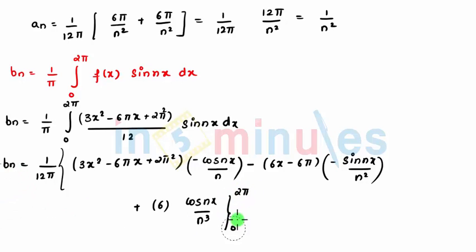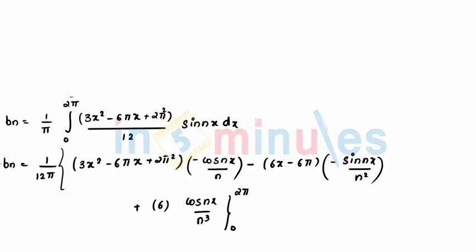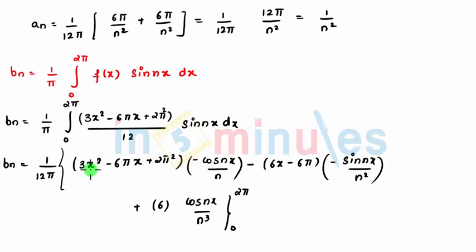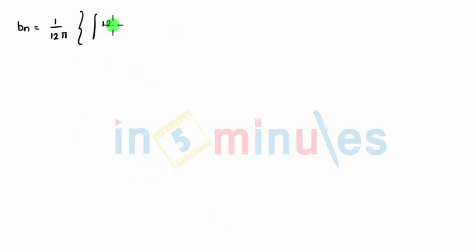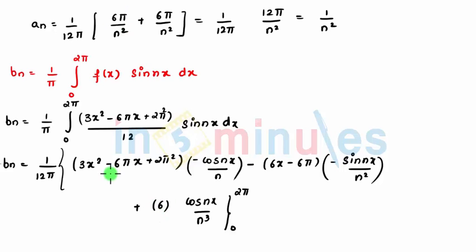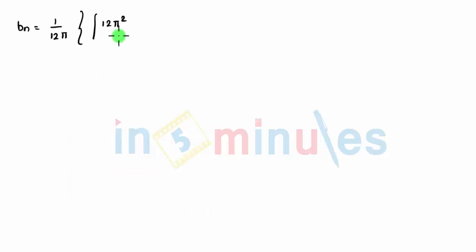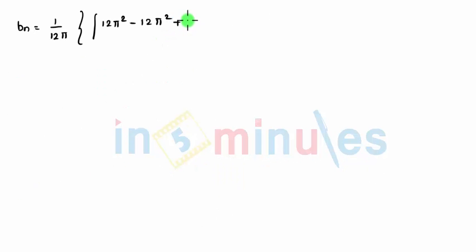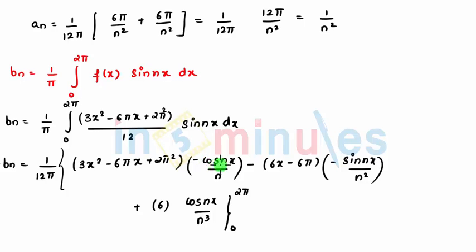So students, now we will be substituting 0 to 2 pi in the limits. So I get Bn as 1 upon 12 pi, and then let's substitute upper limit, that is 2 pi. When we substitute 2 pi, this becomes 4 pi square, 4 into 3, 12 pi square. Then here minus 2 into 6, 12, so here also minus 12 pi square, and the last is, we can say there is already plus 2 pi square, plus 2 pi square, and this gets multiplied to minus cos nx.